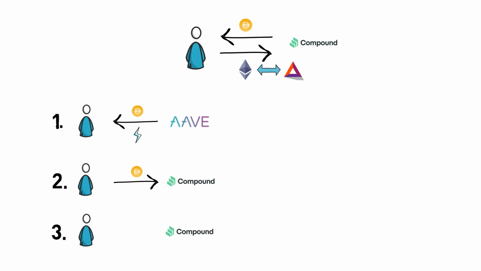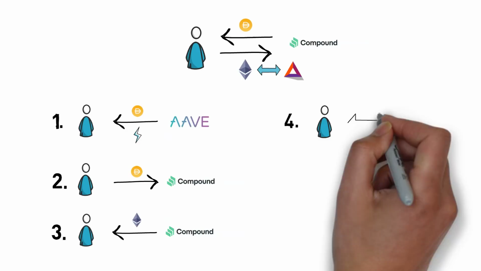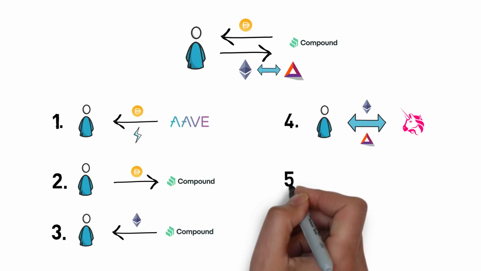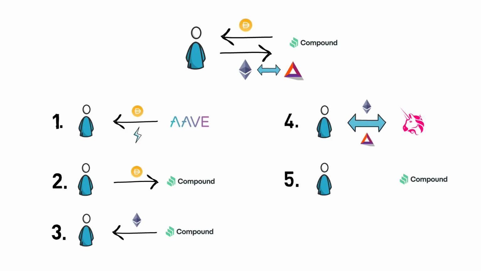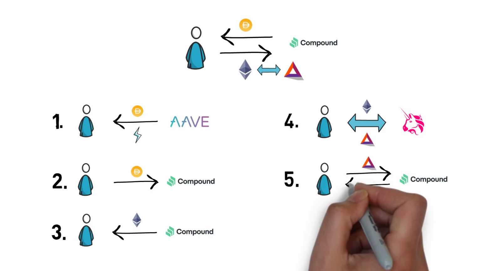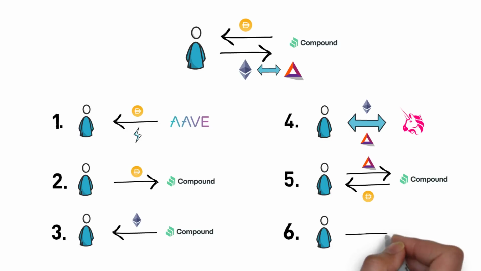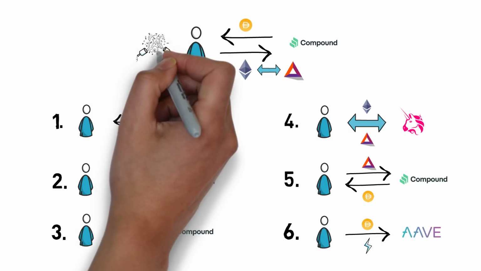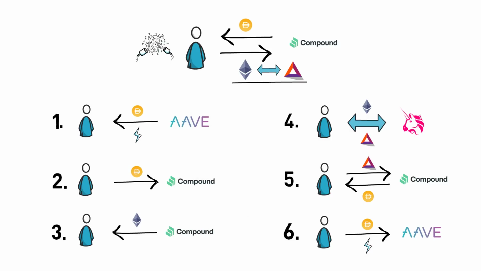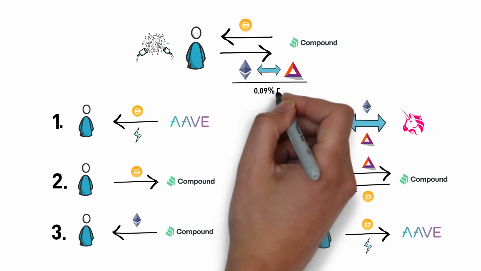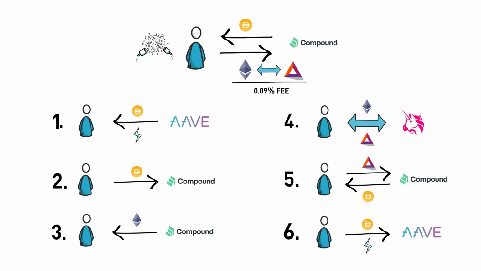Withdraw your ETH. Swap your ETH for BAT on Uniswap. Supply BAT as collateral on Compound. Borrow DAI against your BAT collateral. Repay flash loan with borrowed DAI plus fees. Congrats! You just swapped your collateral from ETH to BAT and paid 0.09% of the borrowed amount for this.